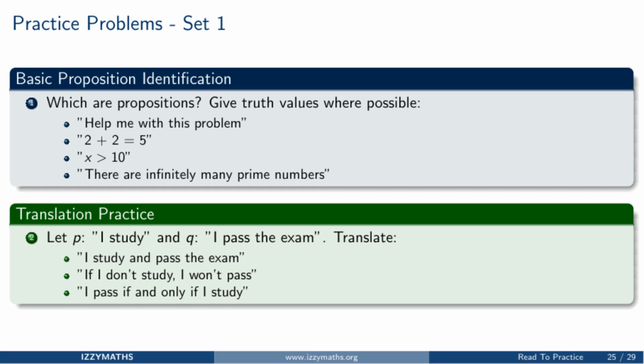For translation practice, let P represent I study and Q represent I pass the exam. Translate these statements: I study and pass the exam. If I don't study, I won't pass. And I pass if and only if I study. Take a moment to work through these before we continue.